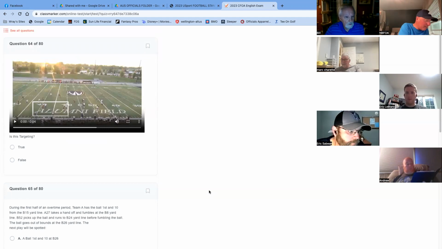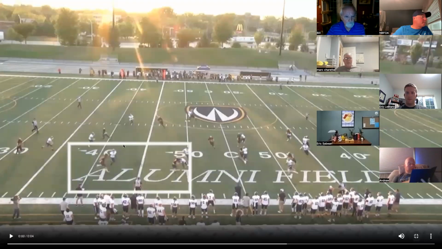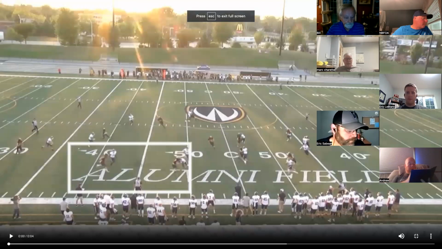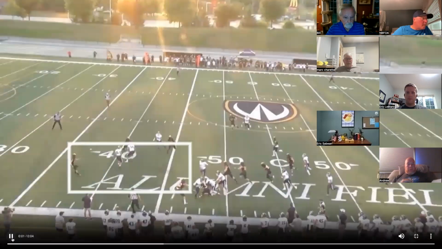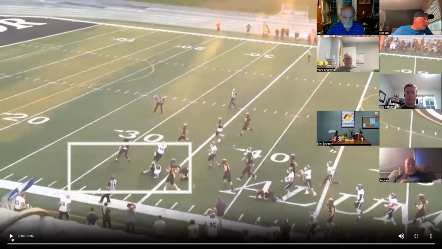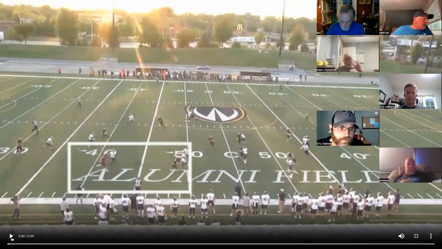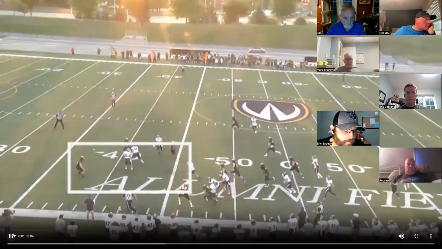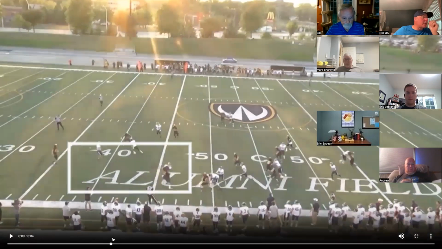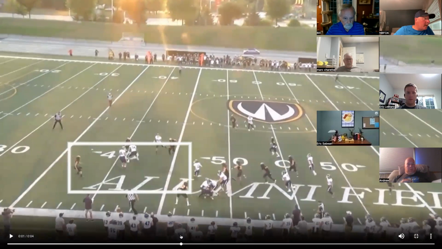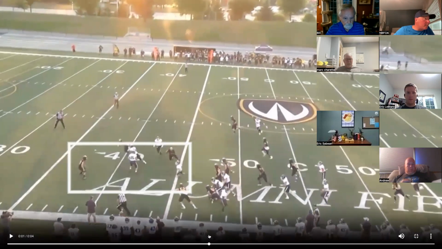All right. So we're off to 64, and this is a video. So the question is, is this targeting? Okay, let's watch that again. It's right in this box. It's going to take place around the 40-yard line. Does everybody see that? So we're looking at the running back. Watch the ball carrier.